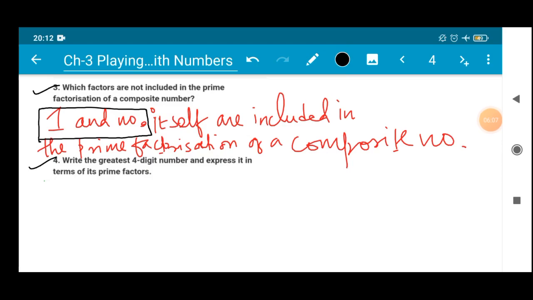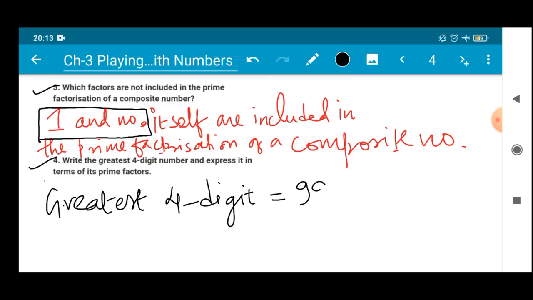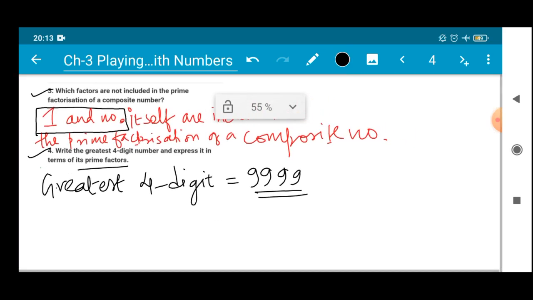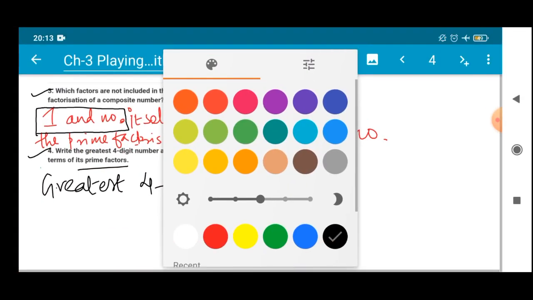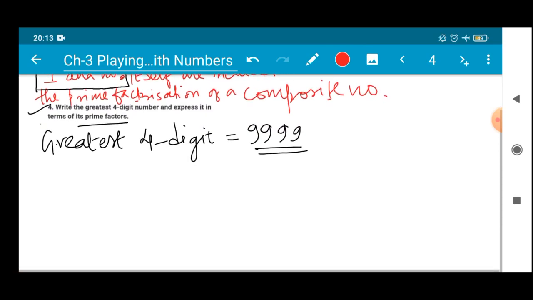So you all know, I guess, what is the greatest 4-digit number, right? The greatest 4-digit number is 9999. The greatest 3-digit number is 999, the greatest 5-digit number is 99999. We have to express the greatest 4-digit number in its prime factors. You can use the factor tree also.